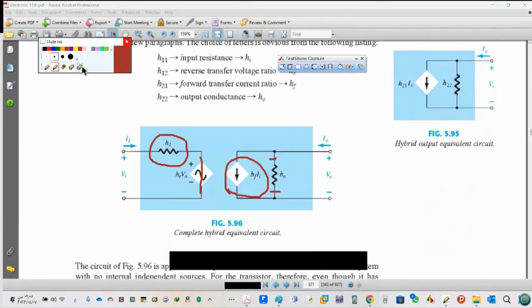Input and transfer from input to output: how the input can affect the output, the forward effect from input to output. The effect from output to input is very small, so we can ignore it. And the output with output we can also ignore because it's very big. For example, if you remember RO in RE mode, it was in kilo ohms, so you can say it's an open circuit, so we can ignore that too. One is short, one is open. So for both, we can ignore this one, and we are going to use this one in our study.